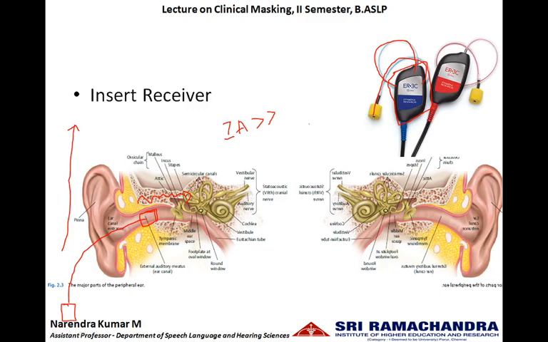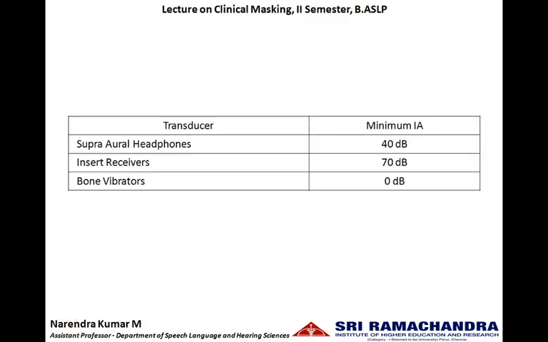Understanding these things, we should know the minimum IA for different transducers. Bone vibrator, as it vibrates the whole skull, has 0 dB of IA. Whereas for supraaural headphones, the auricle cartilaginous part, the skin and the adipose tissue absorb some amount of vibration, so it requires a minimum of 40 dB to overcome these absorptions and induce bone conduction hearing. And insert receivers require a minimum of 70 dB in order to reach the other ear. So in order to have crossover, you require at least 70 dB.